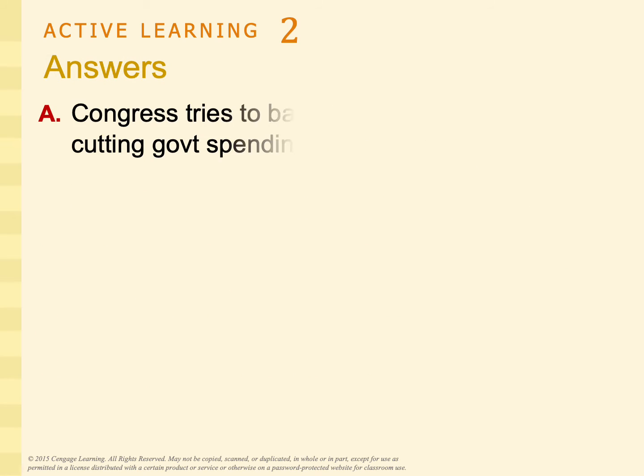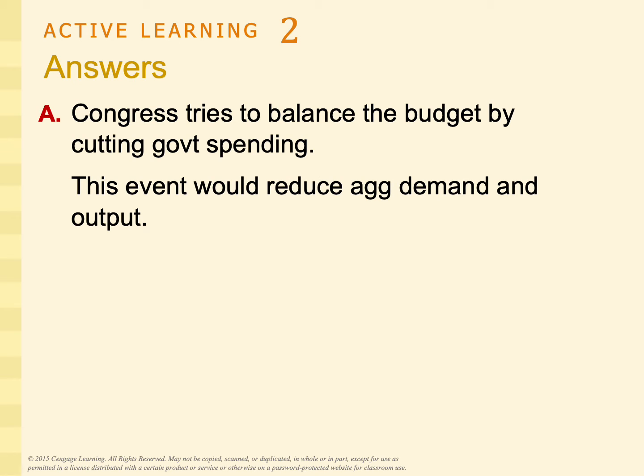All right, with the first scenario, Congress tries to balance the budget by cutting government spending. Well, what does this do to our aggregate demand? We know that aggregate demand is consumption plus investment plus government spending plus net exports. And so if Congress is reducing government spending, that reduces aggregate demand and output. I encourage you to draw this in our aggregate demand, aggregate supply model to verify that a reduction in aggregate demand would reduce GDP. It would also decrease the price level and increase unemployment.